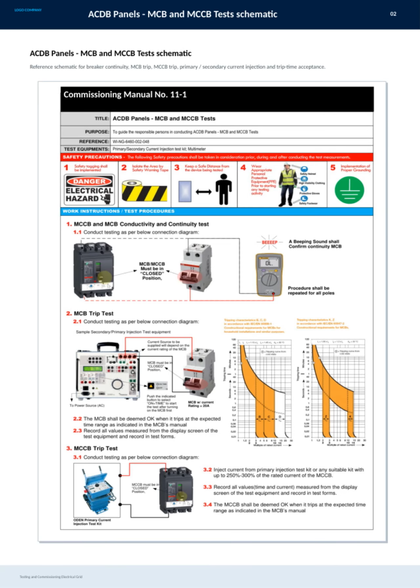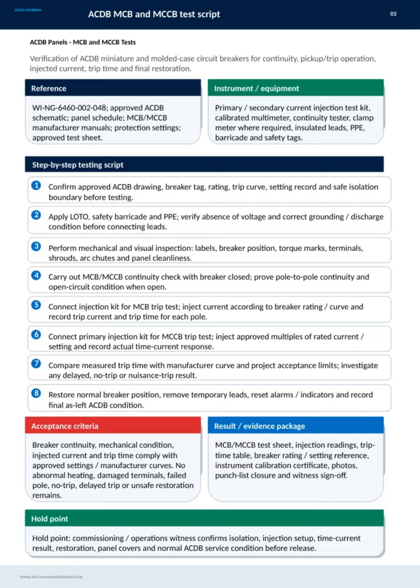Here we have the ACDB panels, MCB and MCCB test schematic, which serves as a crucial reference for testing and commissioning electrical grids. This schematic details procedures for verifying breaker continuity, conducting MCB and MCCB trip tests, as well as performing primary and secondary current injections. Additionally, it includes guidance on trip time acceptance to ensure breakers operate within specified parameters. This document is part of our commissioning manual number 11-1 and forms the backbone of our quality assurance during the commissioning phase.